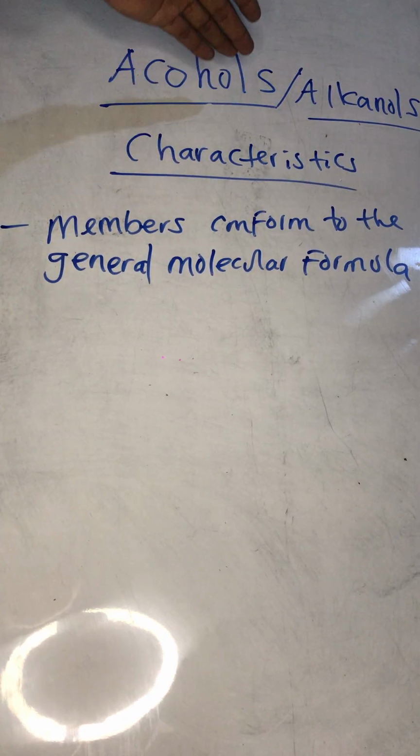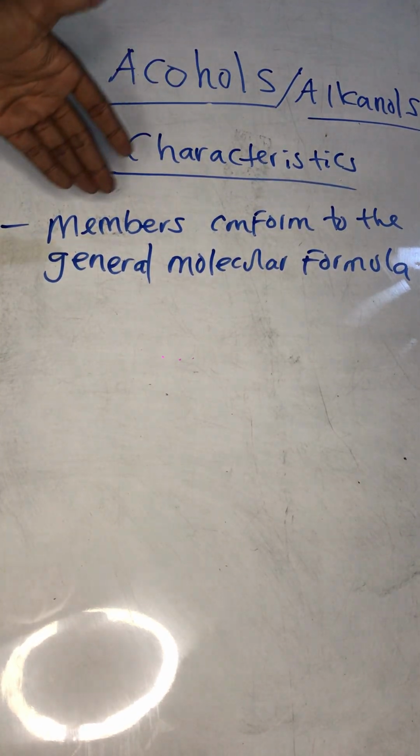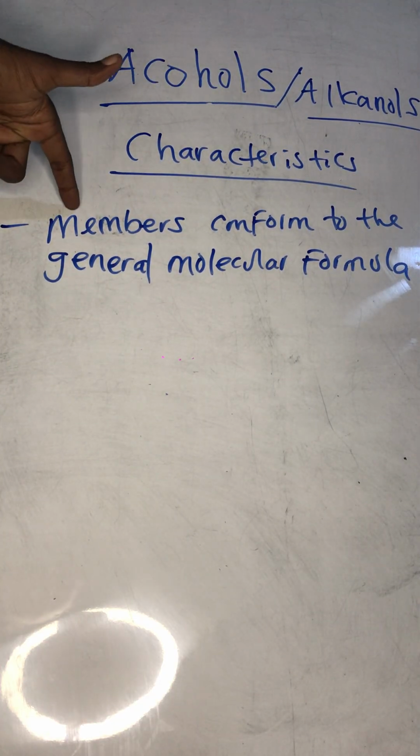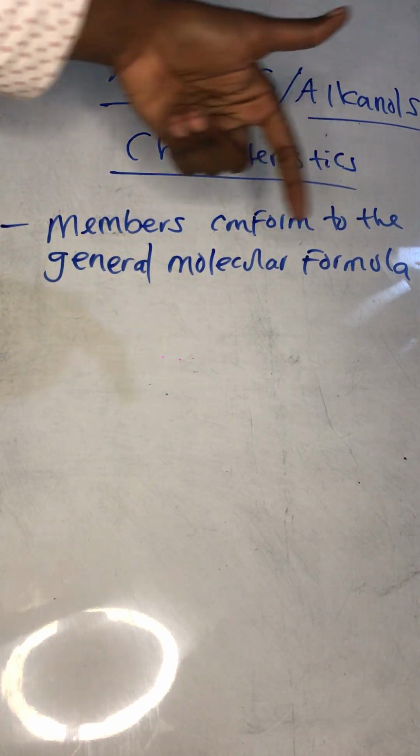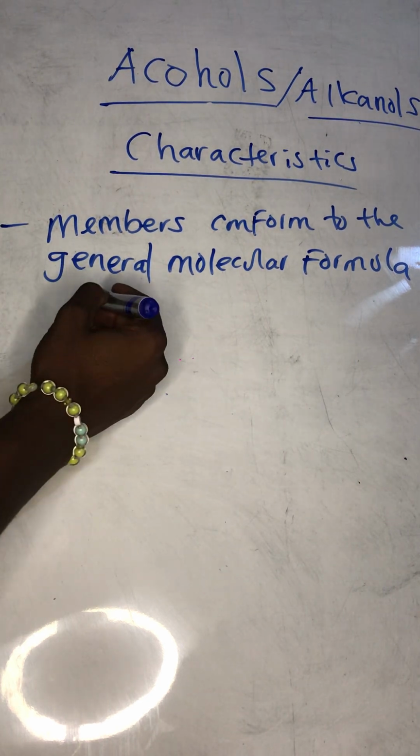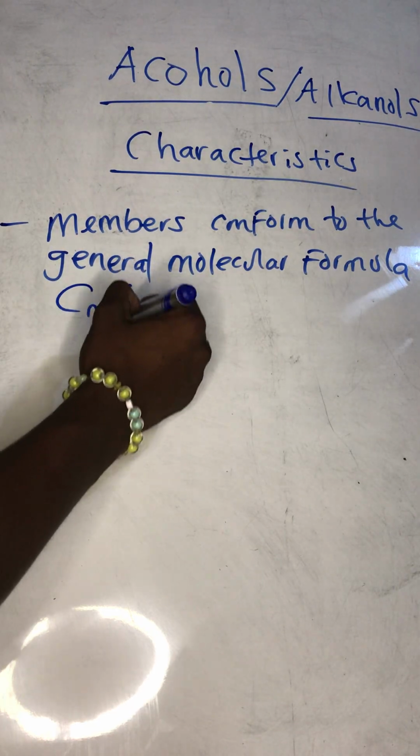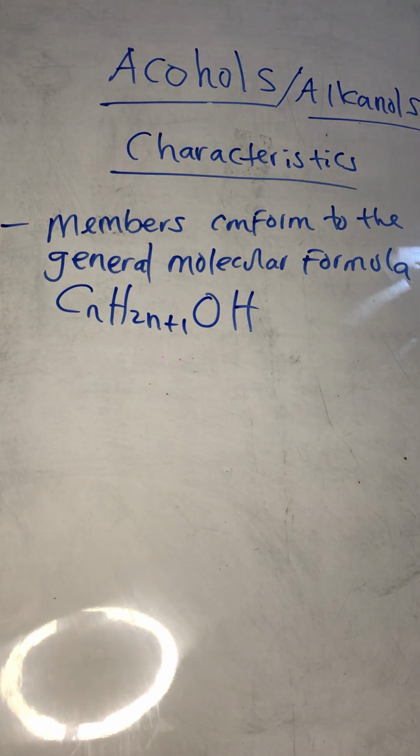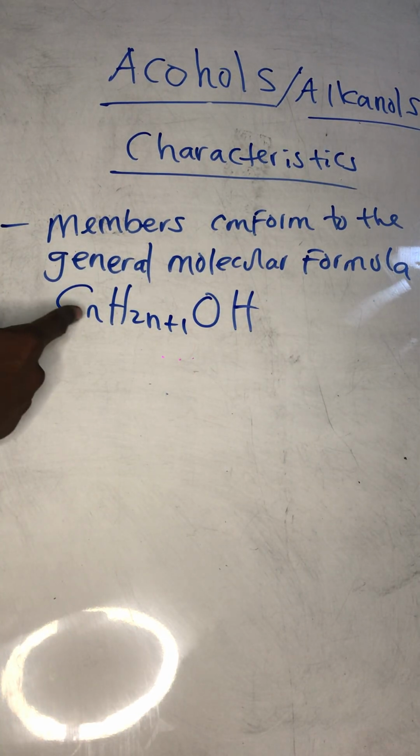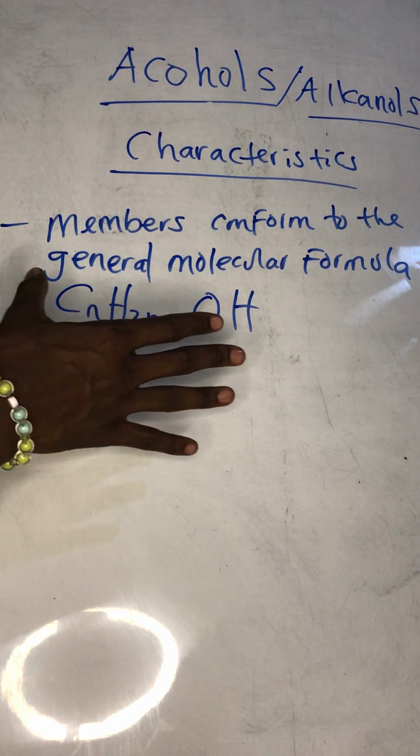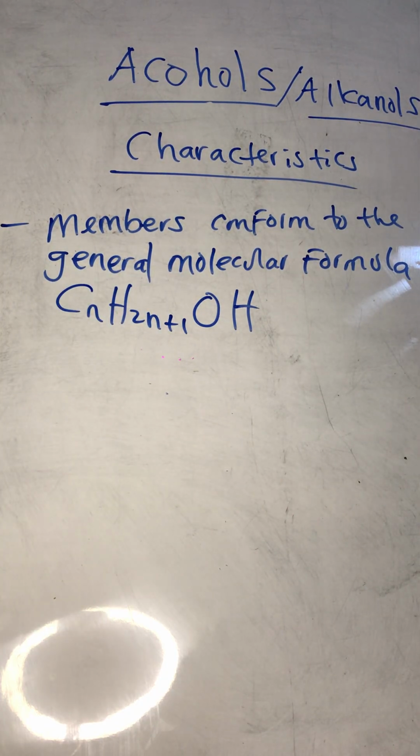Members in the family of the alcohols conform. To conform is to follow. I've always told you this. So members conform to the general molecular formula. Now, what is the formula of the alcohols? The formula of the alcohols is CnH2n+1OH. This is the formula of the alcohols, CnH2n+1OH, like that. I hope you can see that. This is the formula that the alcohols follow.